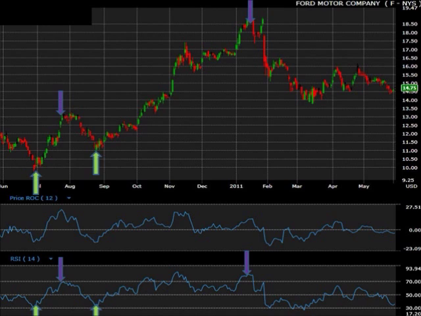And with even more accuracy than the rate of change chart, we see that as soon as the relative strength index hits that 30 range, which is considered oversold, which is a good entry point, we see that the stock of Ford Motor Company went up quite a bit.